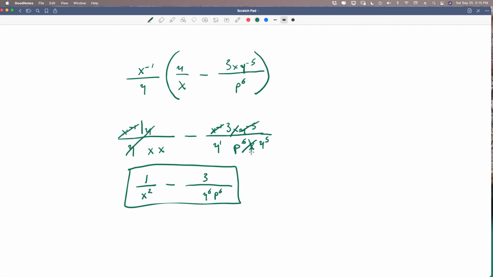All right, so that is a really good example of how to do distribution with the negative exponents. Go ahead and distribute. Keep the exponent negative. Just write it all together and then evaluate what you are given.